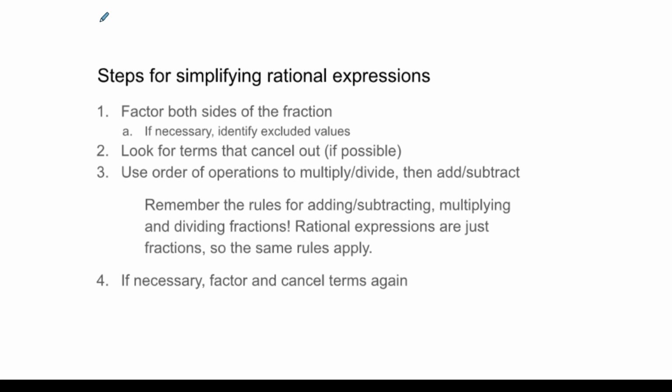Let's talk about, in general, how to simplify rational expressions, and then what to do when we're multiplying or dividing them. The first thing you always want to do is factor first, because if you can find things that cancel, it's going to make your life a lot easier. If we need to identify excluded values, we will. Then we're going to look for terms that cancel out, if there are any. And then we'll get into whatever we have to do, whether it's multiplying or dividing, adding or subtracting, etc.